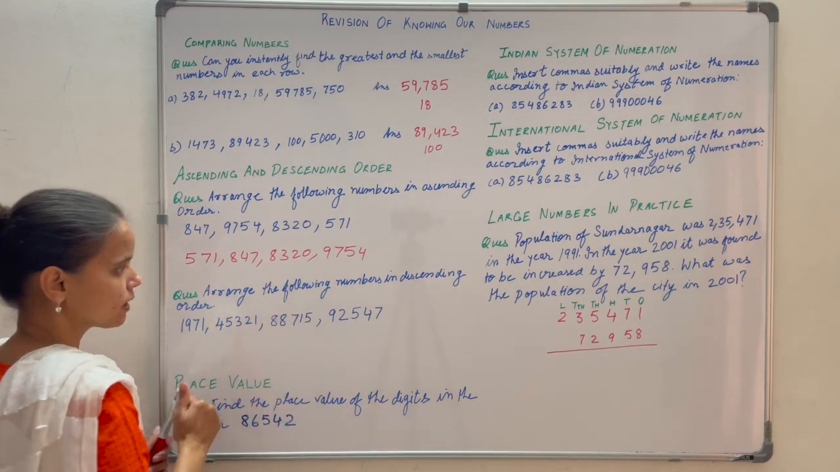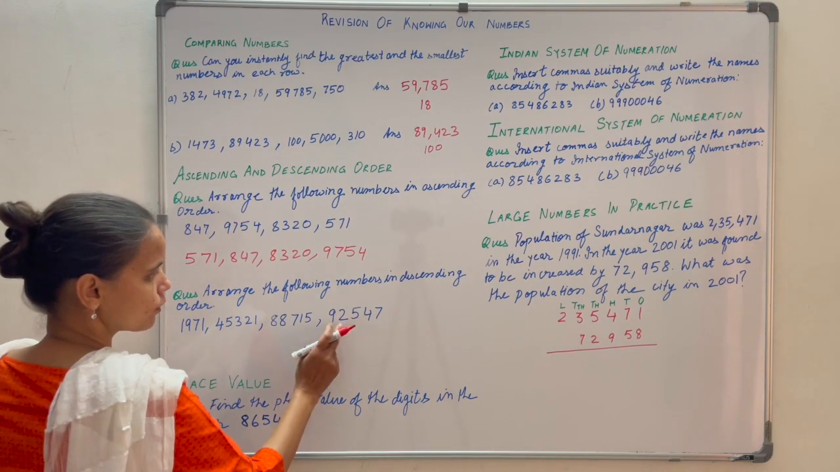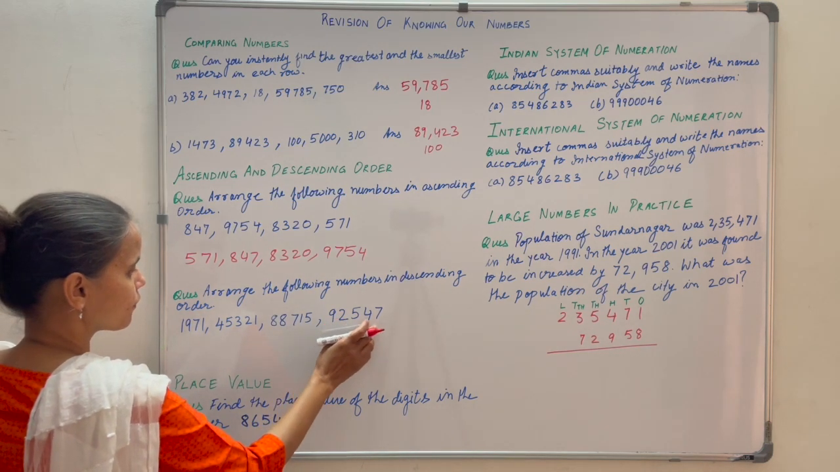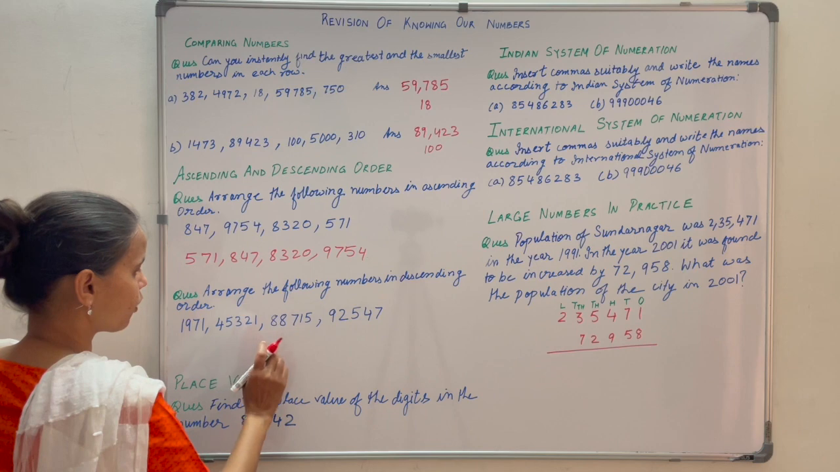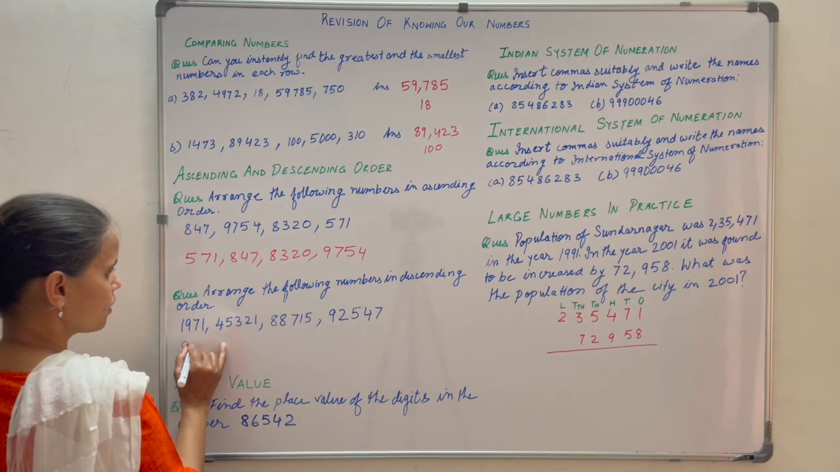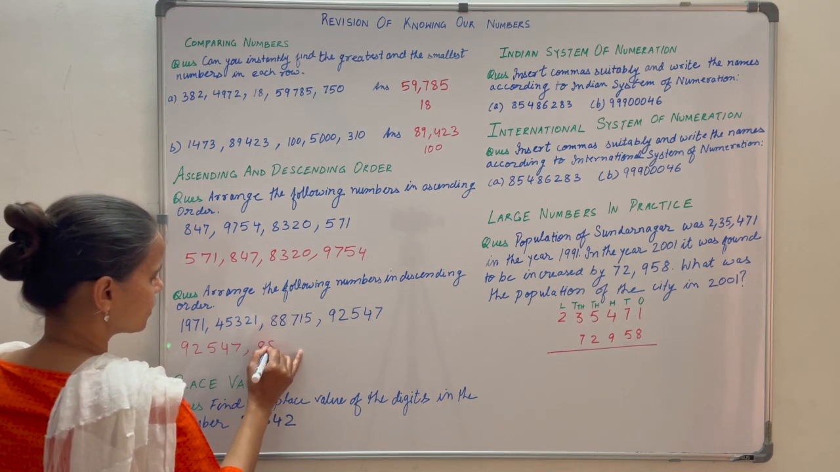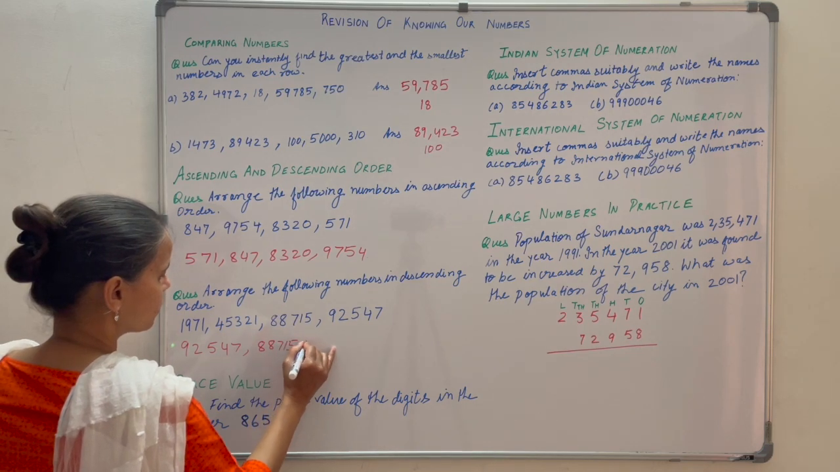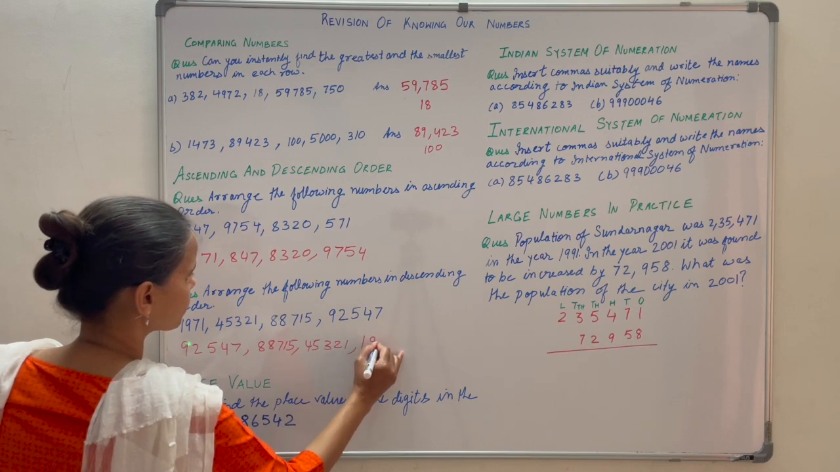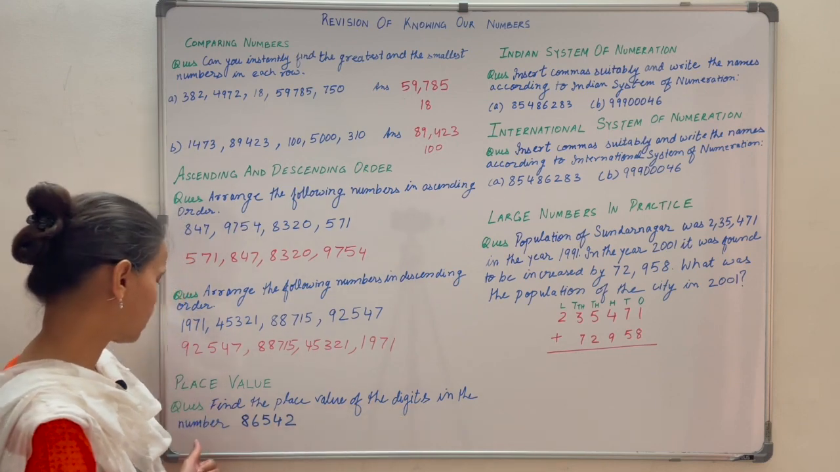Arrange the following numbers in descending order, meaning greatest to smallest. So here, 92,547 is greatest of all because here this is 9, this is 8 and this is 4. So this is the greatest one. So 92,547 is the greatest. Then 88,715. Then 45,321 and then 1,971.